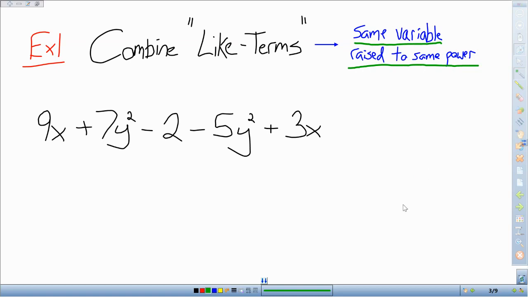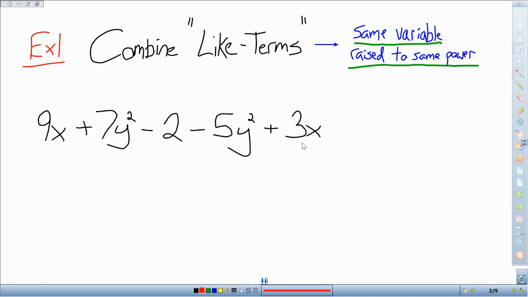All right. So if I have, for example, an x to the power of 3, I can only combine that with other x's to the power of 3. I can't combine it with x's to the power of 2 or x's to the power of 4 or y's to the power of 3. Same variable, same power. Okay, so when we go to combine these like terms, first things first, let's just point out we have 1, 2, 3, 4, 5 different terms here.